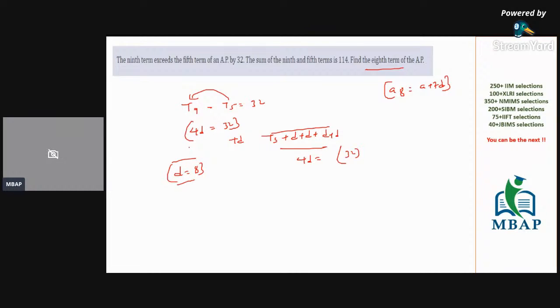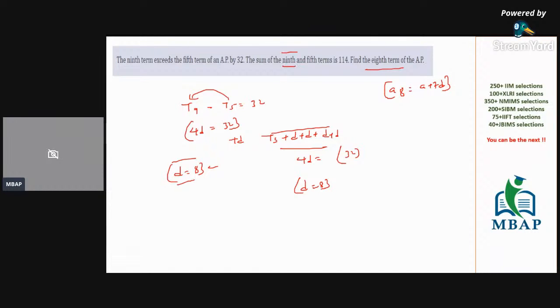It's the same common difference which is going ahead. The same common difference going ahead by 4 terms, so it's going to be 4D is 32. If 4D is 32, the value of D is going to be 8. So we know the value of D is how much? The value of D is 8.